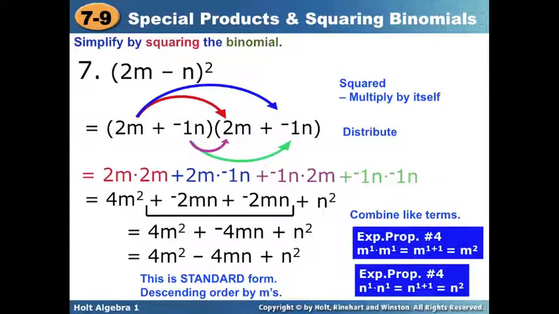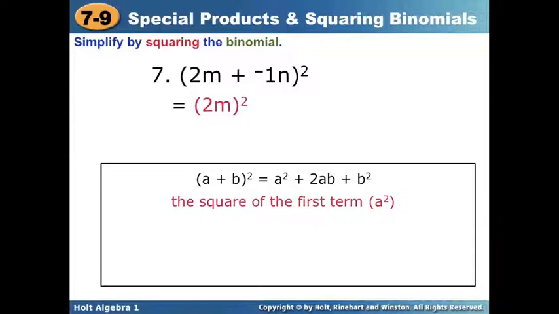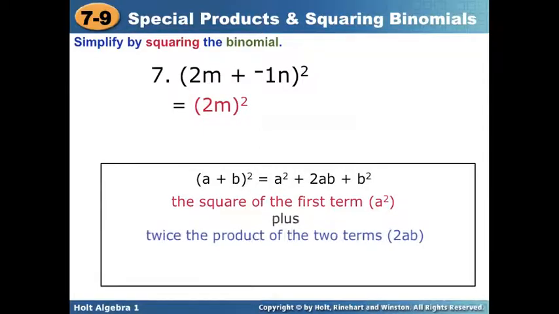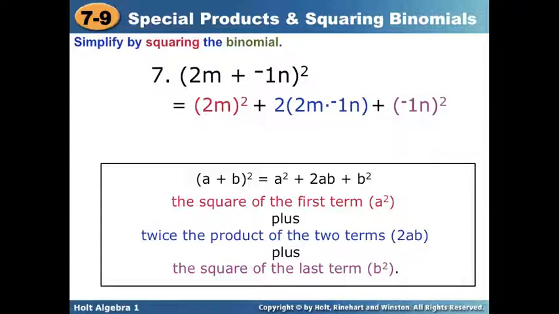If you chose to use the rule for squaring binomials, let's check your work now. You take the square of the first term, so (2m) squared, plus twice the product of the two terms, so 2 times 2m times negative 1n. Finally, we're going to add the square of the last term, so (negative 1n) squared. Because our base is negative, it is required to have parentheses around the negative 1n squared.